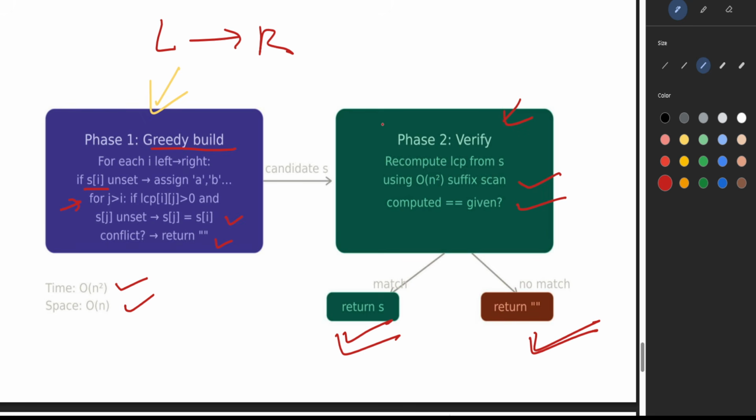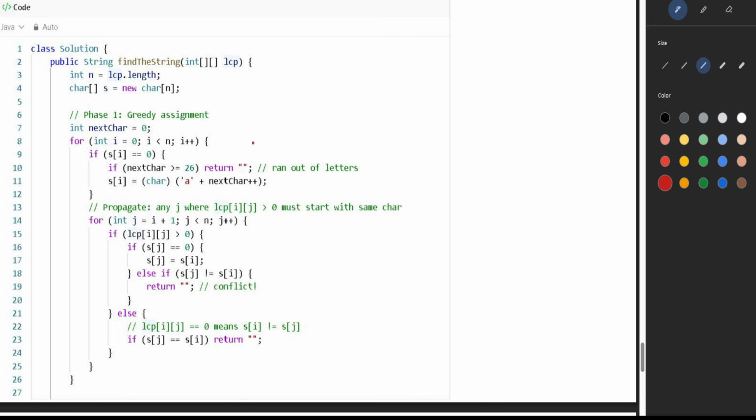Okay, let's continue. The very first thing is talking about the code. If you're not understanding, let me know in the comment section. The very first thing you are given is the LCP. Then you need a character array to build a string, because if you want to build a string, you have to set it one by one, right?